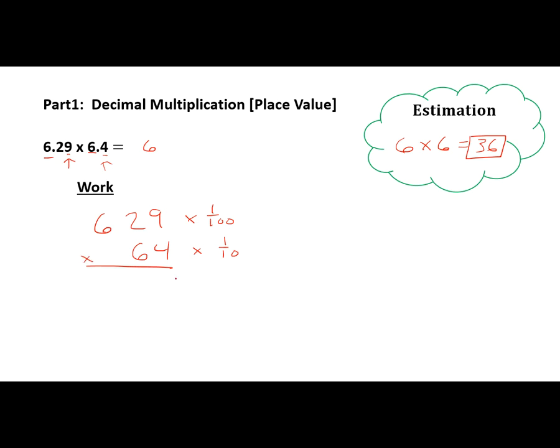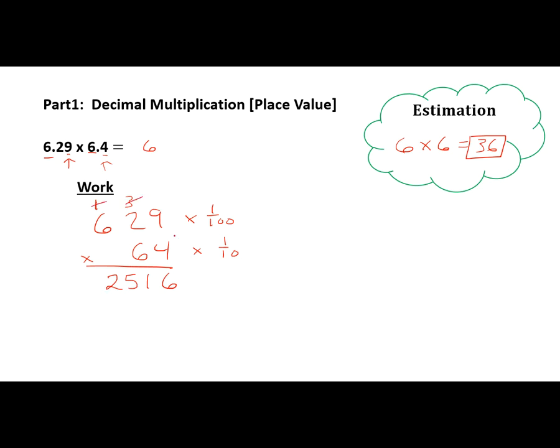629 times 64. 9 times 4 is 36. I group the 3 tens. 2 times 4 is 8, plus 3 is 11 tenths. We group the 100. 6 times 4 is 24, plus 1 is 25 hundredths.